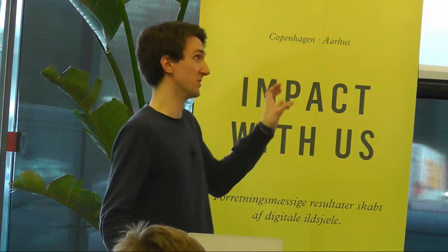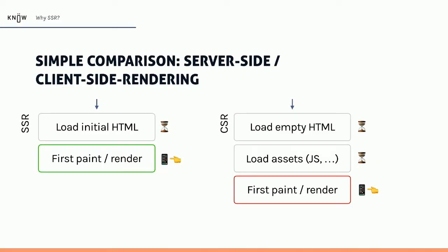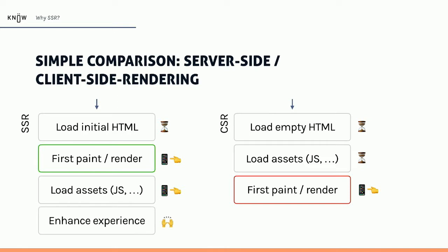But a different approach is then having the server deliver some initial HTML which actually makes sense, which contains some content. So that directly after you deliver stuff, you can show something and render it. And then after that, you load some JavaScript, and then you enhance the experience.